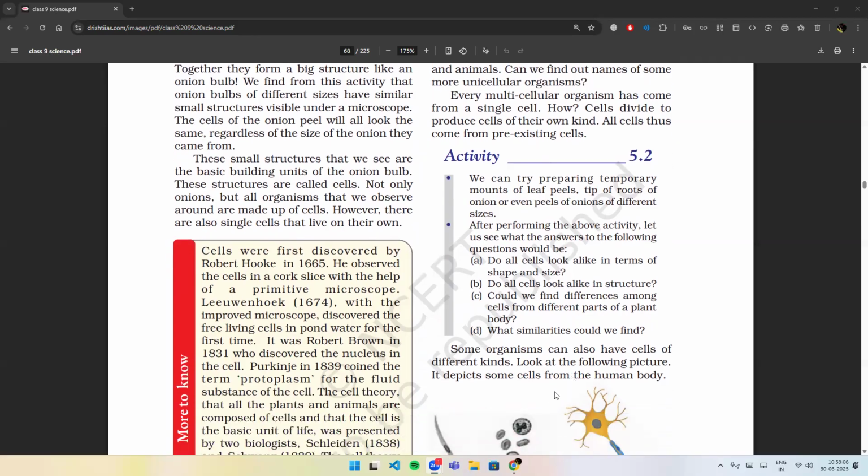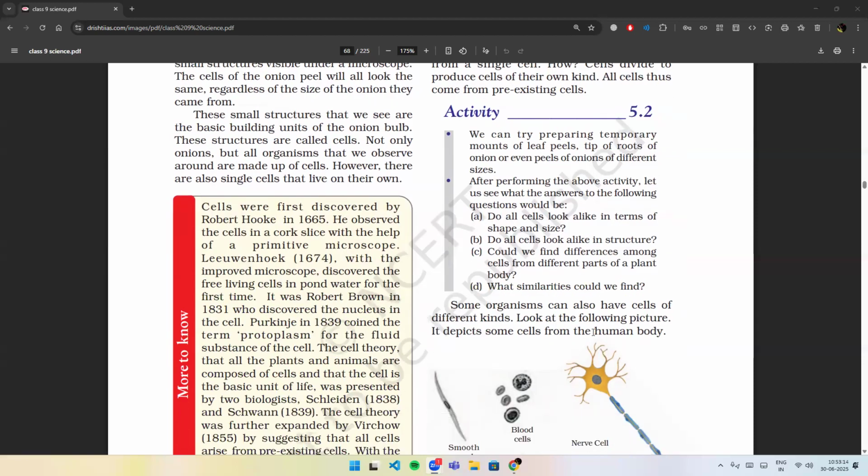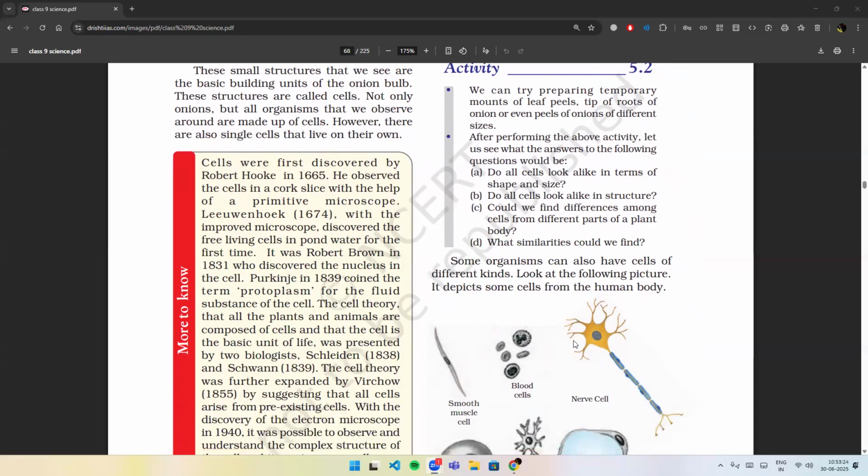We can try preparing temporary mounts of leaf peels, tip of roots of onion, or even peels of onions of different sizes. After performing the above activity, let us see what the answers to the following questions would be. Do all cells look alike in terms of shape and size? Do all cells look alike in structure?